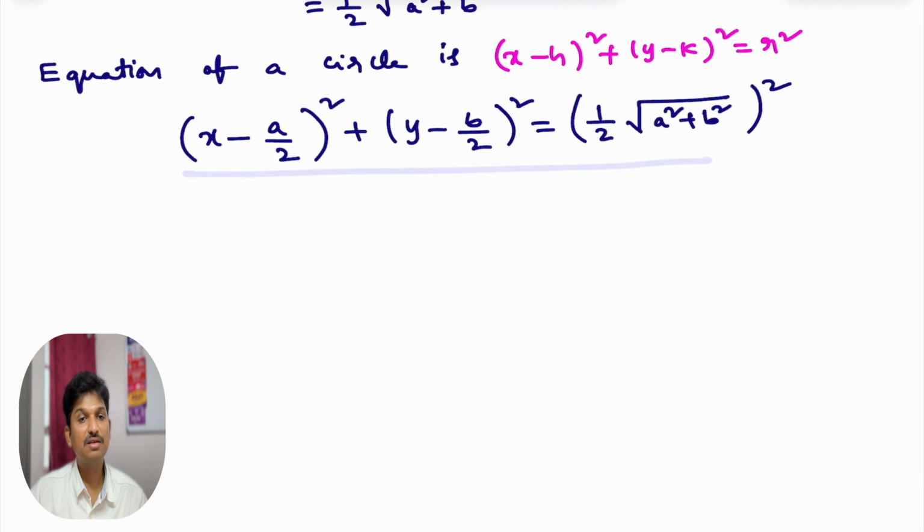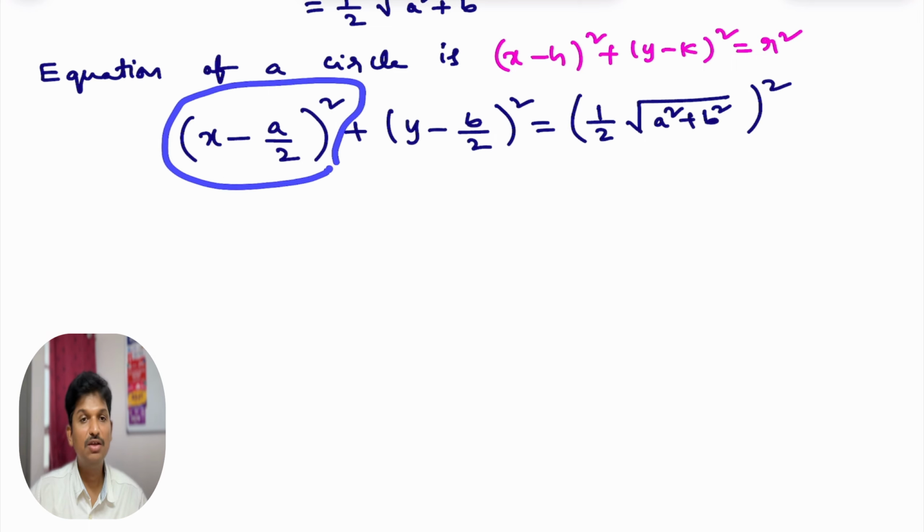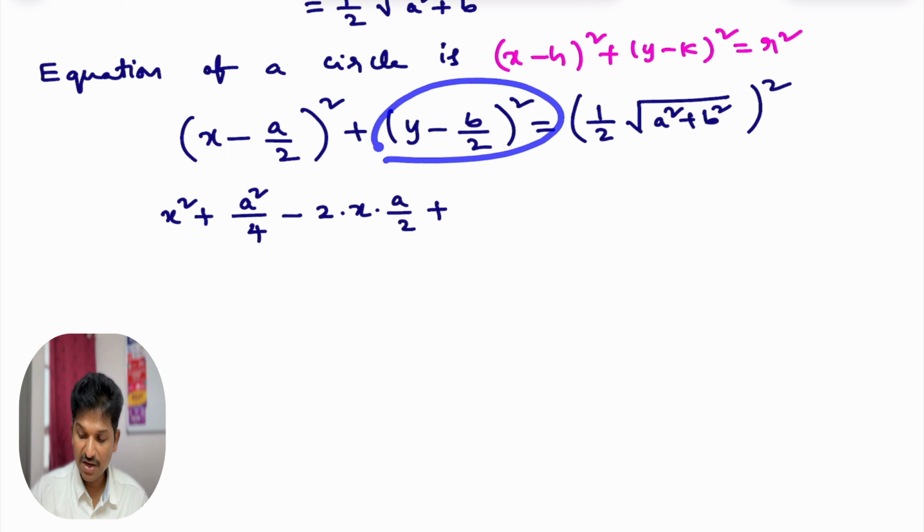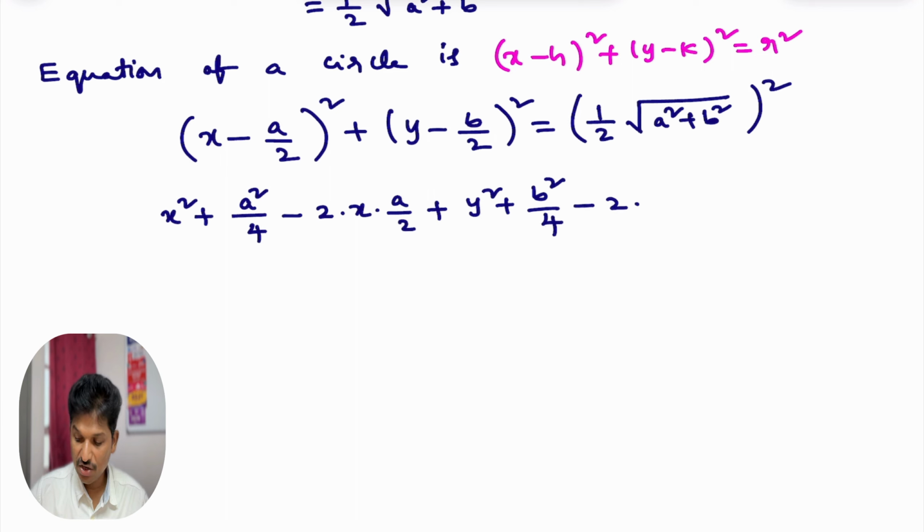Now you simplify this. This is a minus b whole square. You expand this. What will you get? X square plus a square divided by 4 minus 2ab, 2 into x into a by 2. Okay. Now you expand this, again the a minus b whole square formula: y square plus b square divided by 4 minus 2ab, 2 into y into b by 2. And on this side, when we square this, 1 by 2 will become 1 by 4, and when we square this, root 2 will get cancelled. You will get a square plus b square.